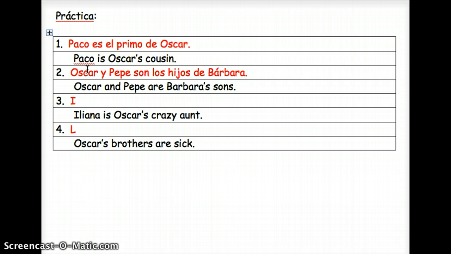Número 3. I'm going to let you do this one on your own, and I'll write in the answer in just a few minutes.